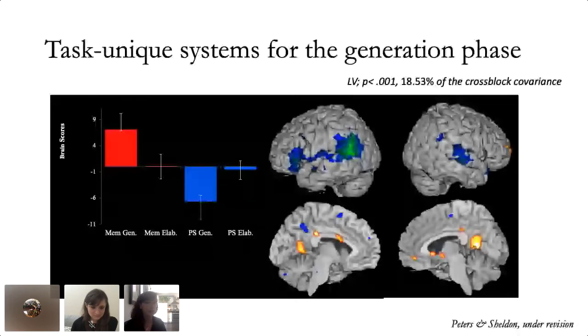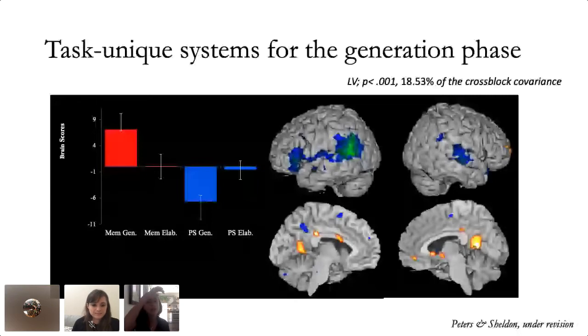And we got two significant latent variables. This first one you see up on the slide shows separate patterns for memory and problem solving during that generation phase. And we didn't see any distinctions during the elaboration phase. So in red, you see the memory trials preferentially recruit regions like the ventral medial prefrontal cortex and the PCC. Whereas in blue, you see the problem-solving task, when you're thinking of many potential solutions, is more robustly recruiting the ventrolateral prefrontal cortex and bilateral temporal regions.